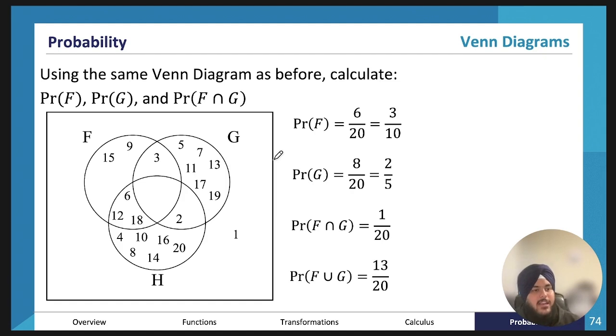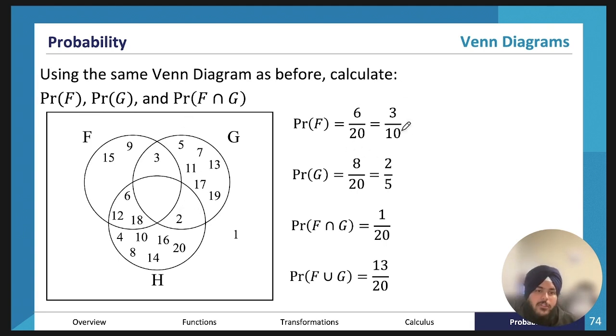So we can also have Venn diagrams with 3 events instead of 2. So these become a little bit more complicated, but essentially they function in the exact same way. This region over here in the middle represents outcomes that are part of F, G, and H. This part represents only events that are part of F and H and not G. This is just part of F and G, and this just part of G and H.